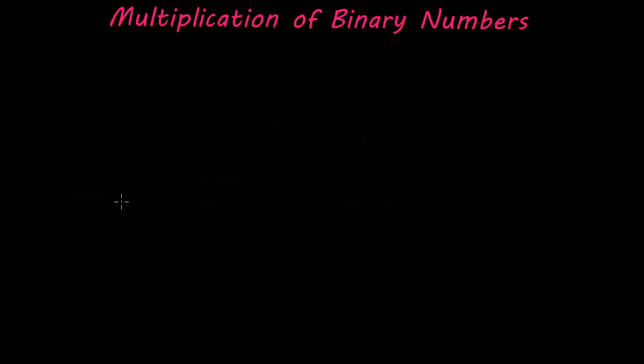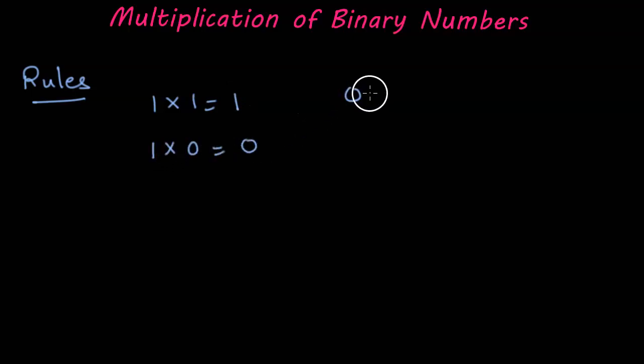So let's get started. Let us first start with the multiplication of binary numbers. What are the rules behind the multiplication of binary numbers? The rules are very simple. 1 into 1 will give you 1. 1 into 0 is going to give you 0. 0 into 0 is going to give you a 0. And 0 into a 1 is going to give you a 0. So the multiplication rules are straightforward. It's the same multiplication that you do when you do a decimal multiplication.